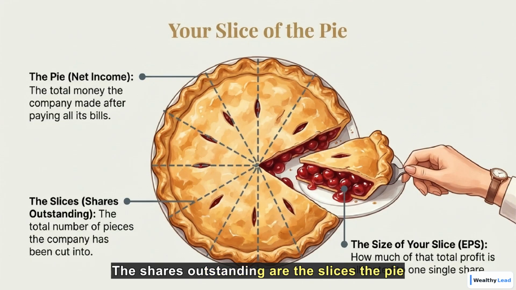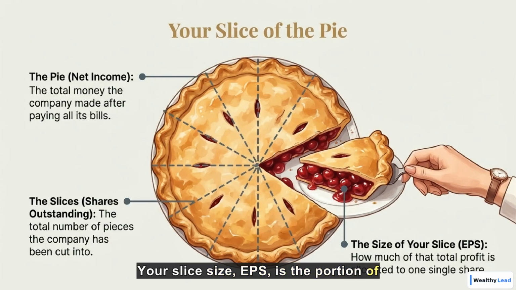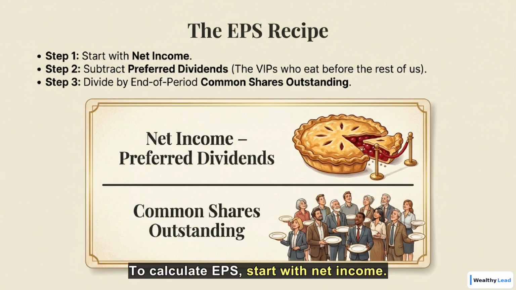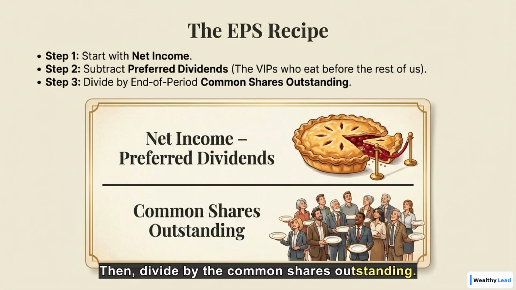The shares outstanding are the slices the pie is cut into. Your slice size, EPS, is the portion of total profit allocated to one single share. To calculate EPS, start with net income. Subtract preferred dividends, as these investors eat first. Then, divide by the common shares outstanding.